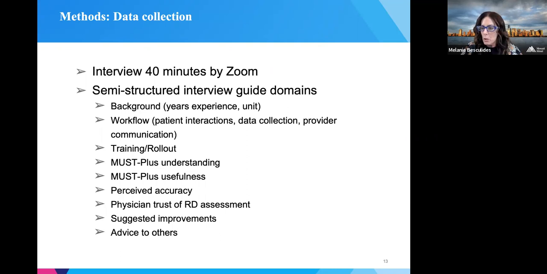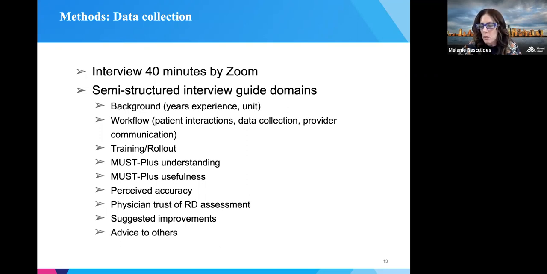And we used a semi-structured interview guide, and we had guide domains. We used our registered dietitians, a lot of the different people on the team, to help us come up with the guide. These are the domains of the guide: background, workflow, training and rollout, understanding of MUS+, usefulness, perceived accuracy, physician trust of the RD assessment, and suggested improvements.